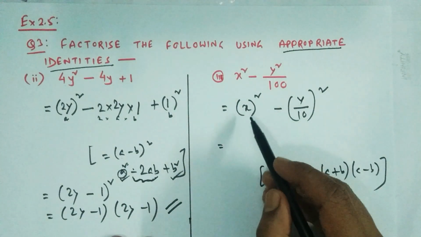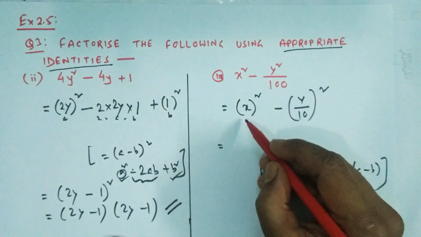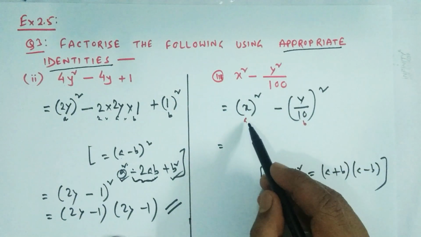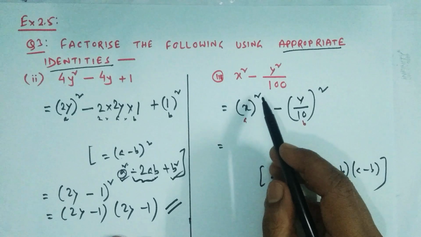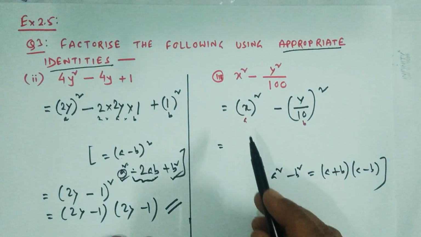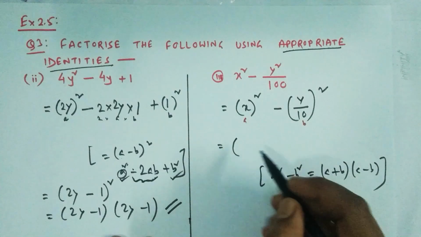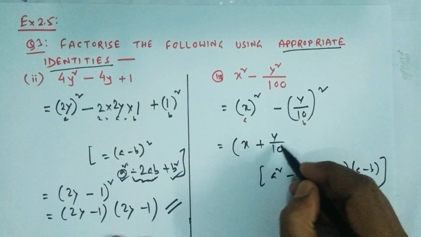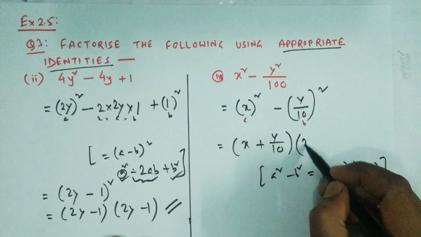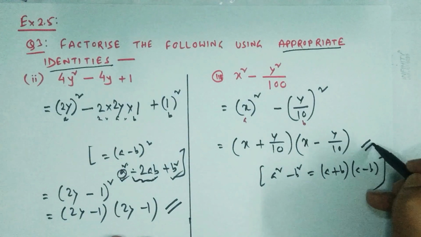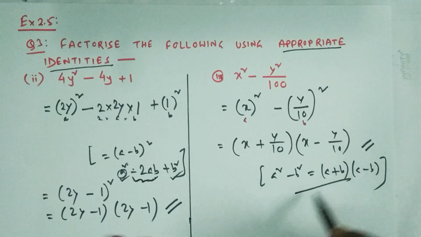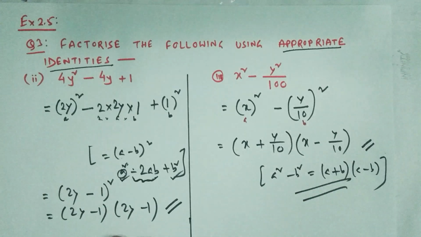That means this x is working like a, and this y by 10 is like b in the identity. The identity is a square minus b square, where a is x and b is y by 10. A square minus b square is a plus b into a minus b. So a plus b is x plus y by 10, into a minus b, which is x minus y by 10. This is your required factorized form, and we got two factors, x plus y by 10 into x minus y by 10, using the identity a square minus b square equal to a plus b into a minus b.